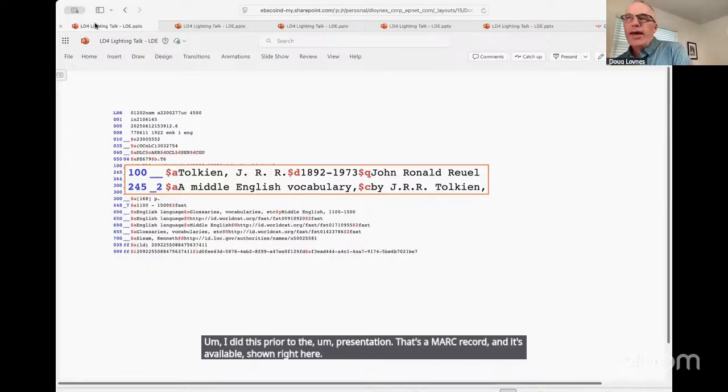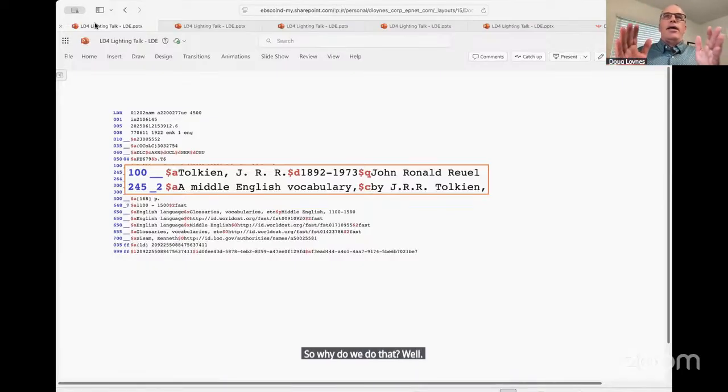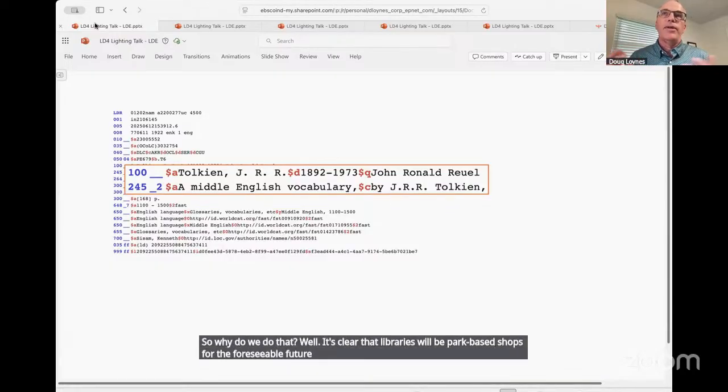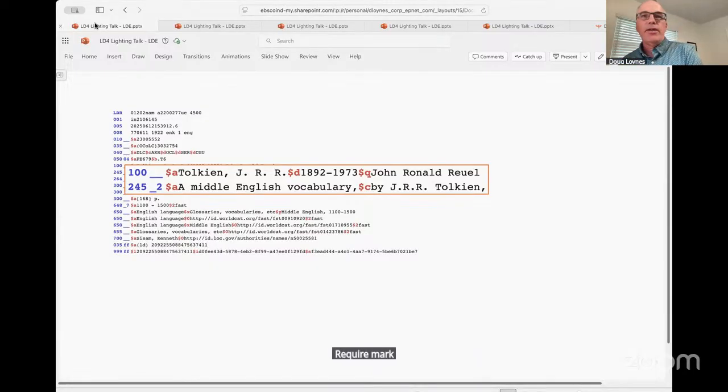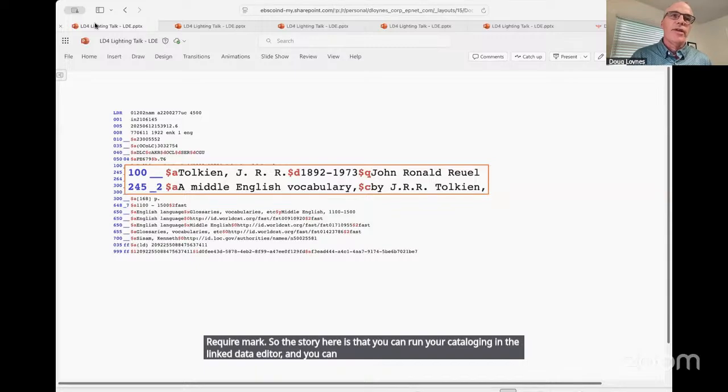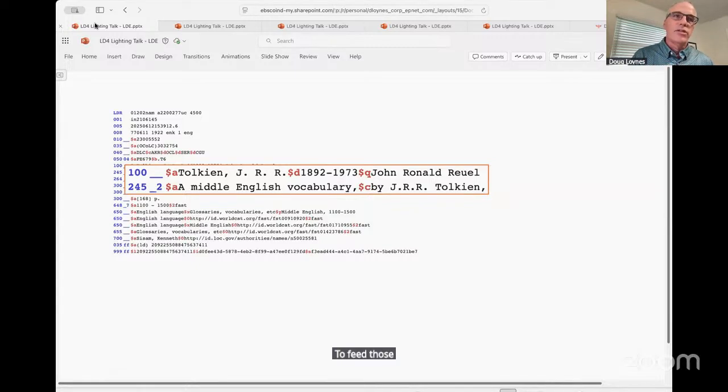So why do we do that? Well, it's clear that libraries will be MARC-based shops for the foreseeable future, and typically what that includes is downstream applications that require MARC. So the story here is that you can run your cataloging in the linked data editor, and you can provision that cataloging as MARC records to feed those applications and support existing operations.